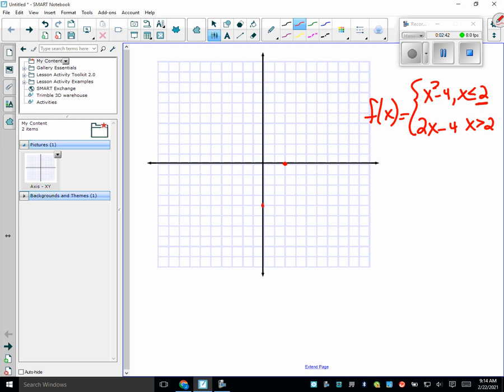So I am guessing this parabola looks like this. Does it? Is that what yours looks like? Why did I stop it at 2? Why did I not put an arrow there? Because that's the end point of that piece. Does that make sense?